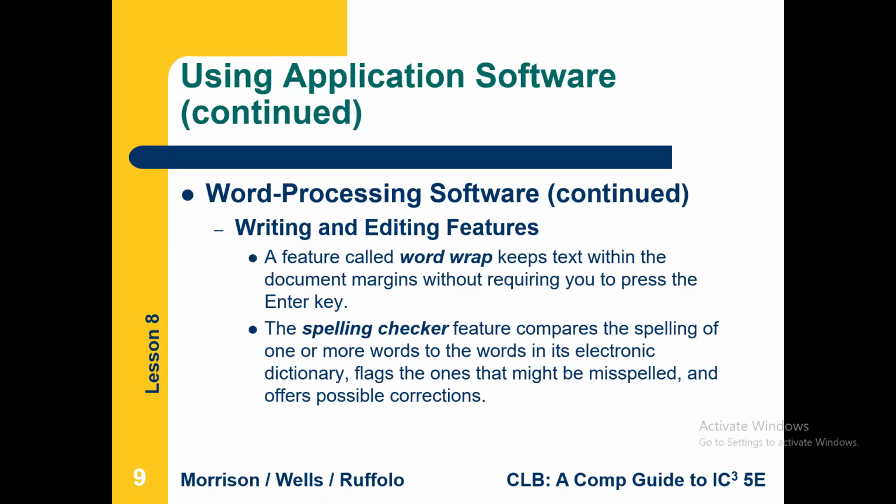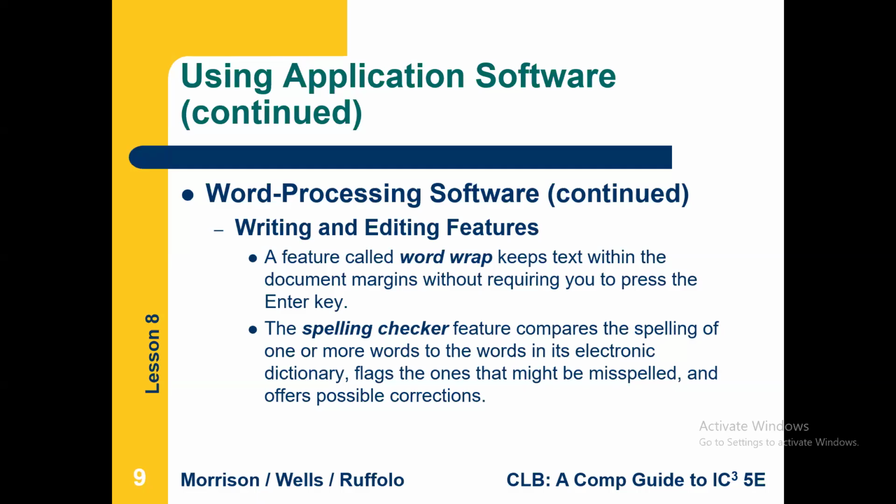Then, as we said, there is a feature called word wrap. Word wrap just lets you keep on writing. Once you write and get to the last end of the line, it moves to the next line. Sometimes you can be writing, and if you want it to go to the next line, you press the enter key. One good thing about word processing software is that it comes with a spelling checker that you can use.